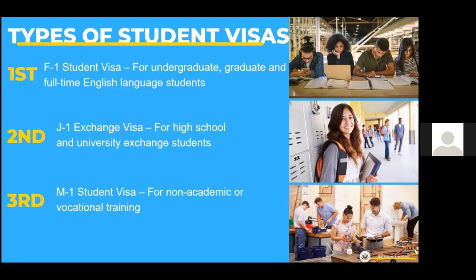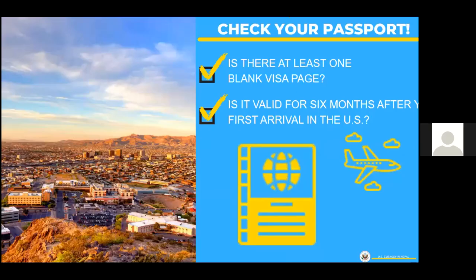And then an M1 student visa is the third category of student visas, and is reserved for non-academic or vocational training. So are you going to do some sort of flight training in the United States, or something similar, to better your professional endeavors? So that's available. F1, J1, and M1 are the three categories of student visas.